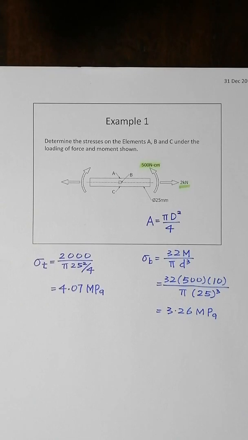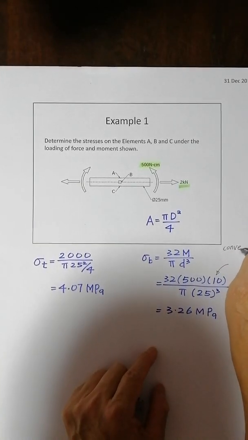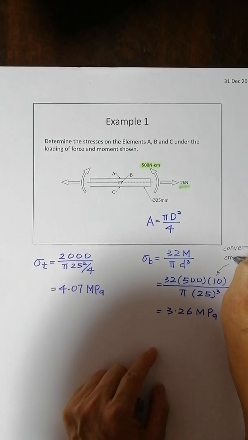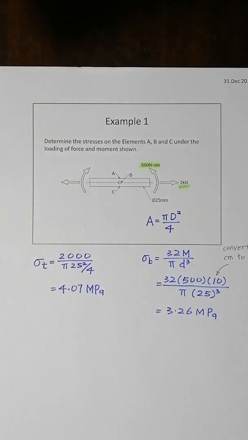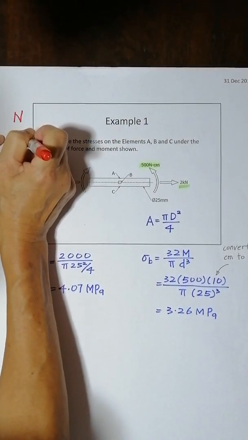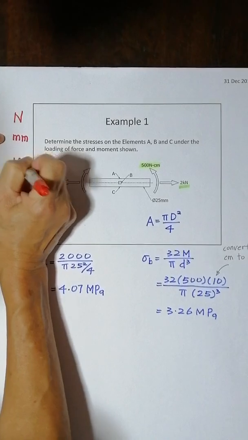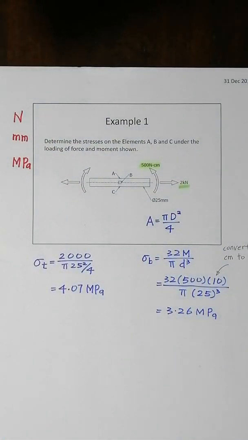Now I want to take a note here that why the 10 was introduced. Now this 10 here is to convert centimeter to millimeter. And you know that, we have been talking about this, when we're going to do stress, we work with a unit that is Newton. Distance will be in millimeter, and the stress will be megapascal. So this is the standard units that we use, so it doesn't need to convert it.